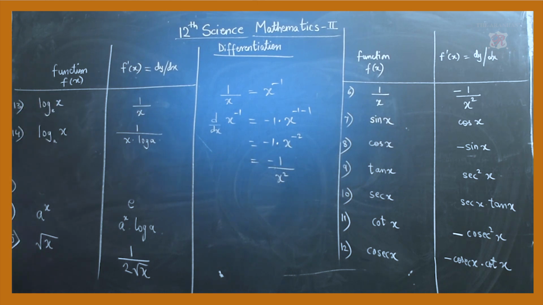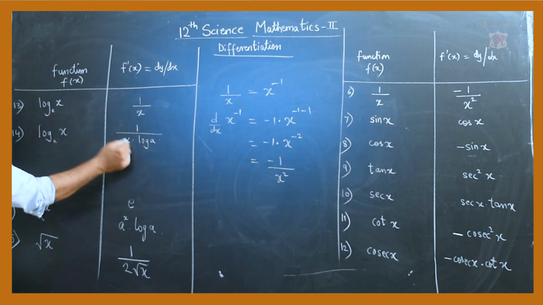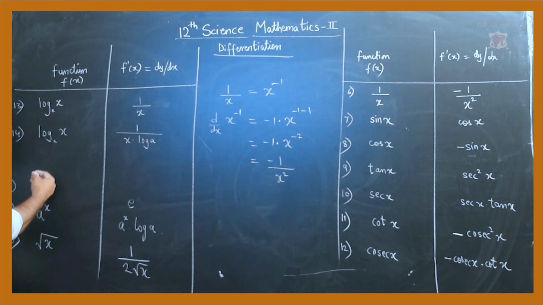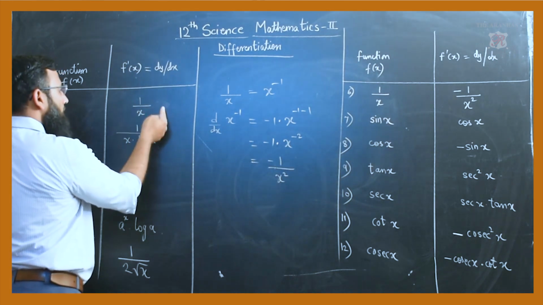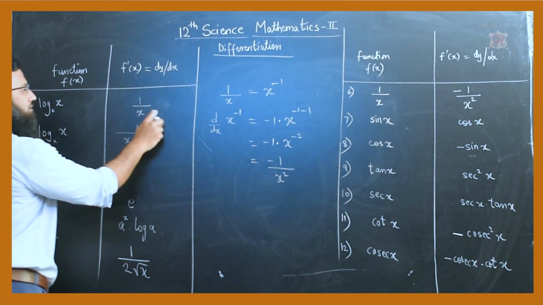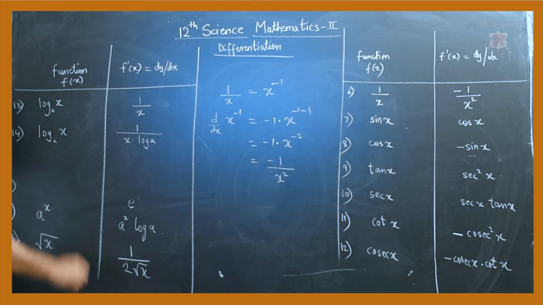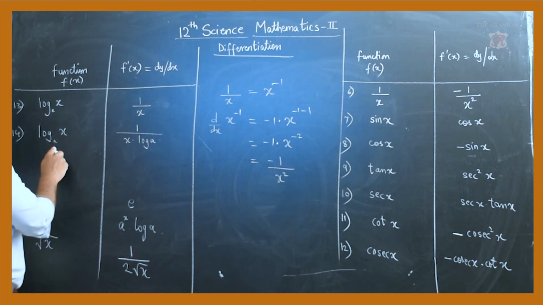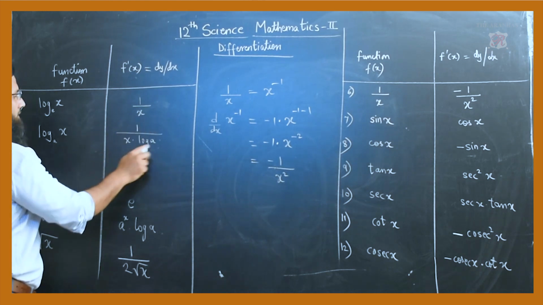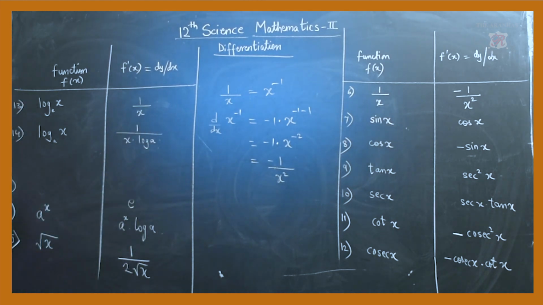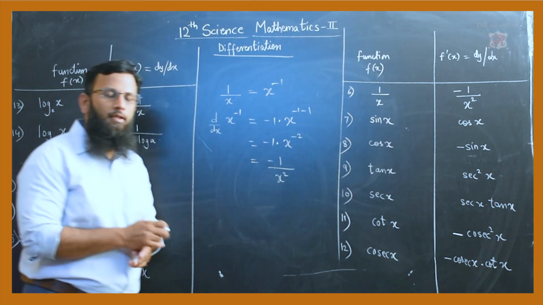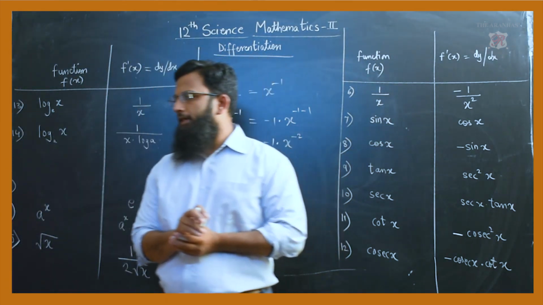Now students generally think, like here it is 1 upon x log of a, why don't I write here log of e? The answer is very easy. Log of e to the base e, the answer is 1. So that's why we don't write log of e here. But here it is log of some constant value a. So the value of the derivative of log of x to the base a will be 1 upon x log of a. So these are all those 14 formulas which are very important for studying derivatives.